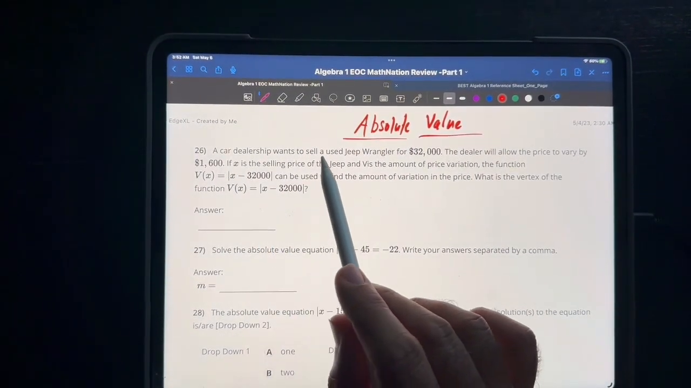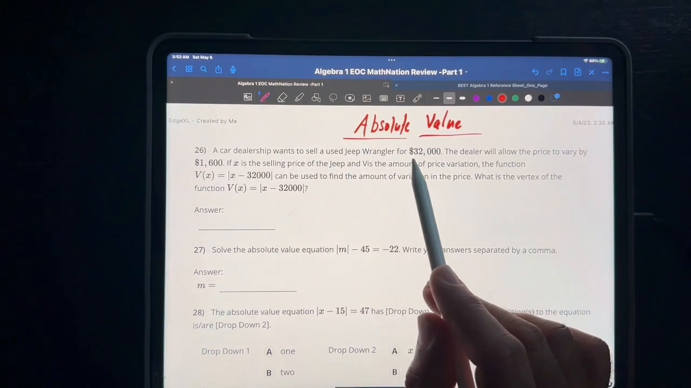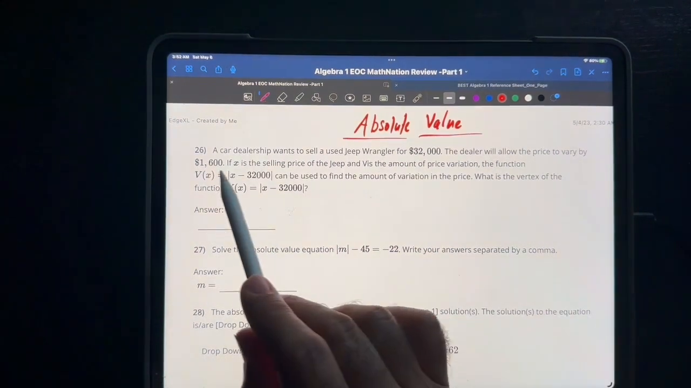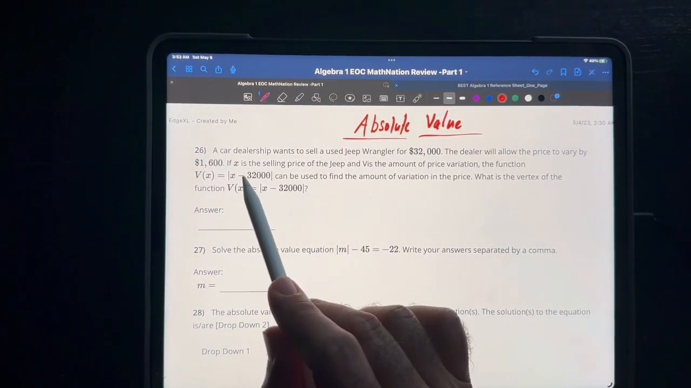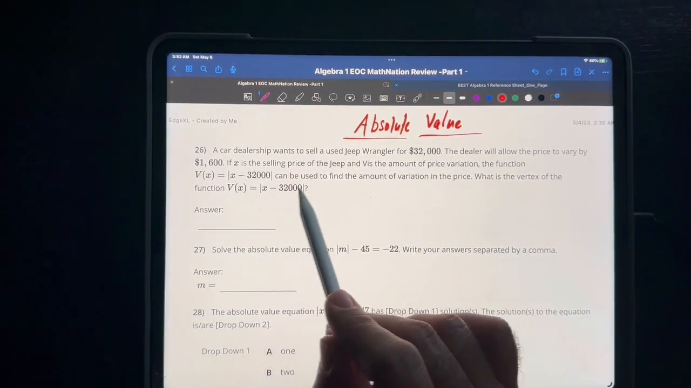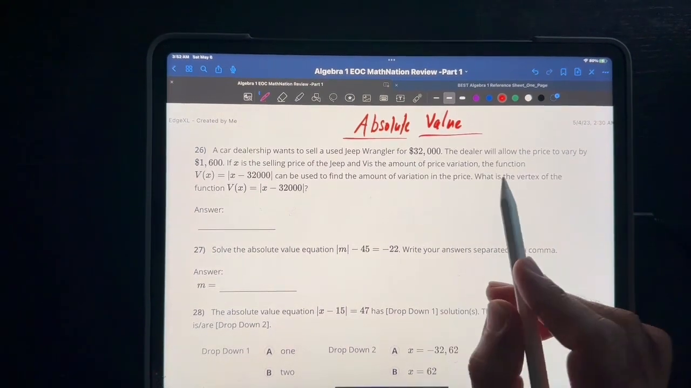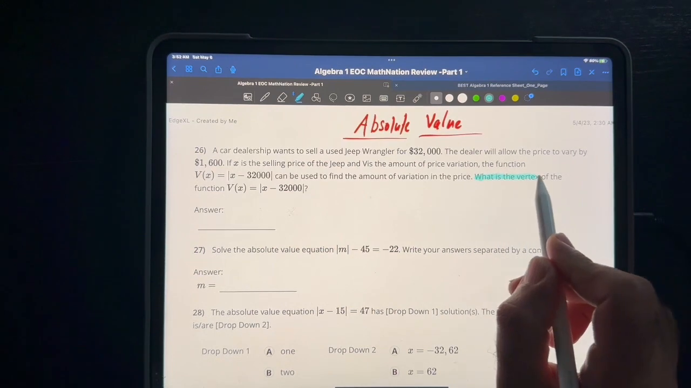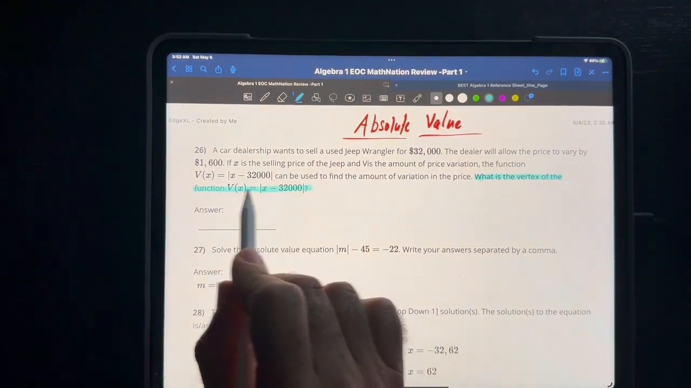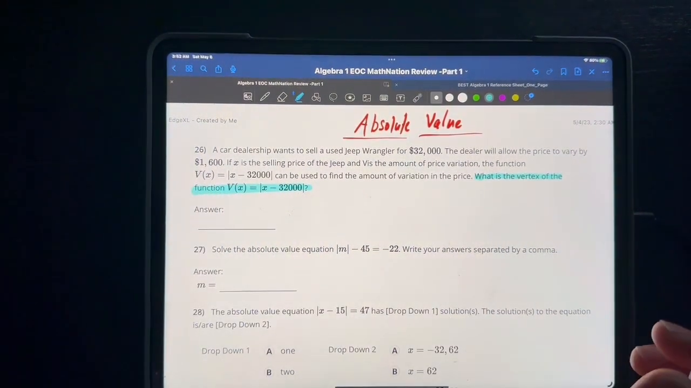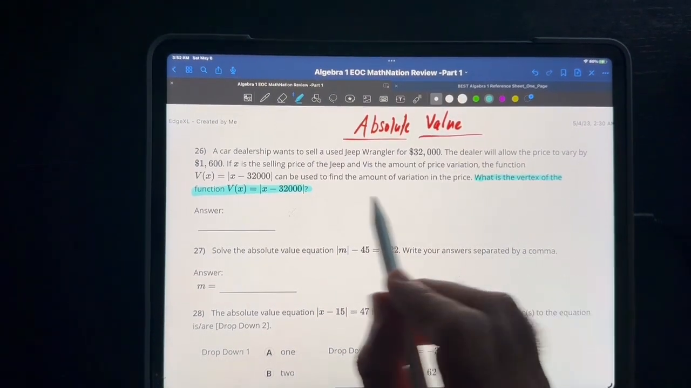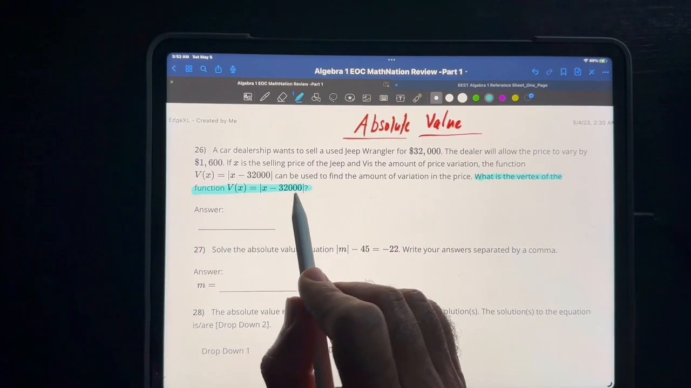A car dealership wants to sell a used Jeep Wrangler for $32,000. The dealer will allow the price to vary by $1,600. And let me see. All right, let me just jump to the question though. Sometimes if you don't want to do all of that reading, jump to the final question they're asking, because sometimes you could just answer this question without even reading all that stuff, right? So what is the vertex of the function?